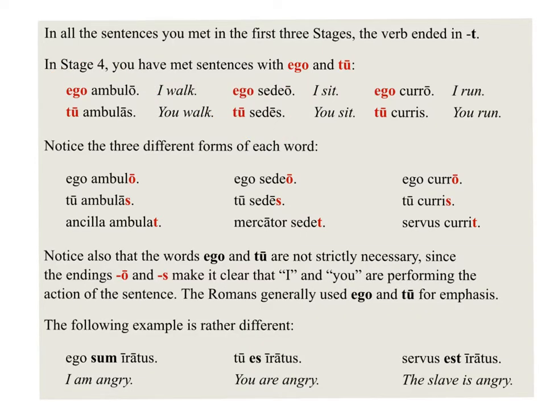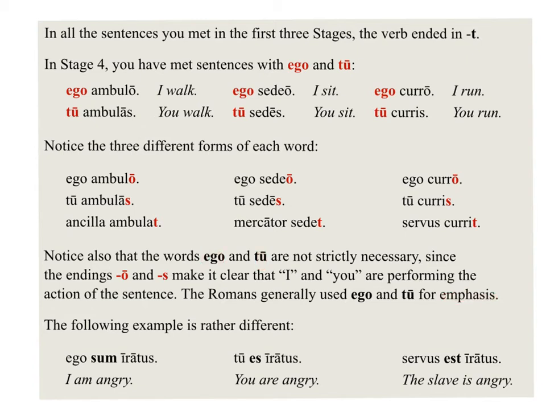Now, until we get used to the endings O and S, our textbook will continue to use the pronouns ego and tu. But in general, the Romans used these words only for emphasis. Until we get used to recognizing these endings, the textbook will continue to use the pronouns ego and tu. But just keep in mind that the Romans didn't need them and generally used them only for emphasis.